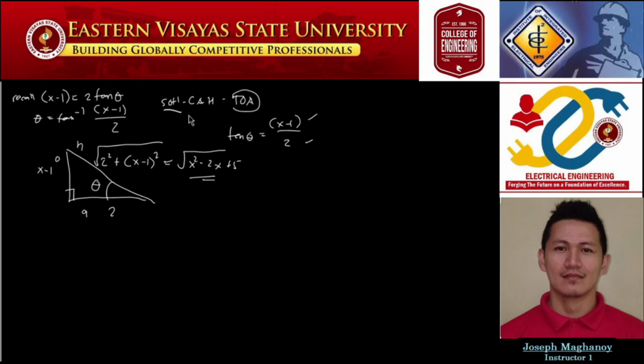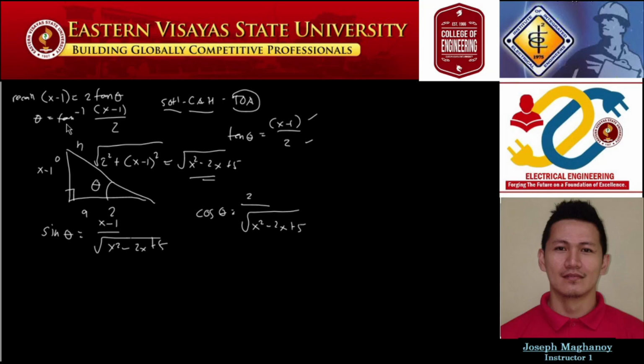So we can derive our sine and cosine. For our sine, sine theta is equal to opposite over hypotenuse. What is our opposite? X minus 1. Our hypotenuse is the square root of x squared minus 2x plus 5. How about for your cosine? Cosine theta is adjacent over hypotenuse, that is 2 over the square root of x squared minus 2x plus 5. Okay, so we have the value for your sine theta, the value for your cosine theta, and the value for theta from our tangent.